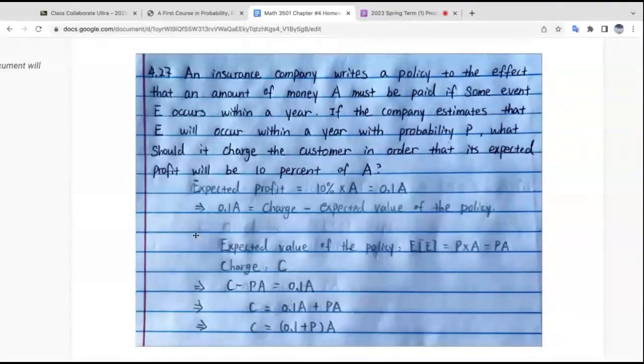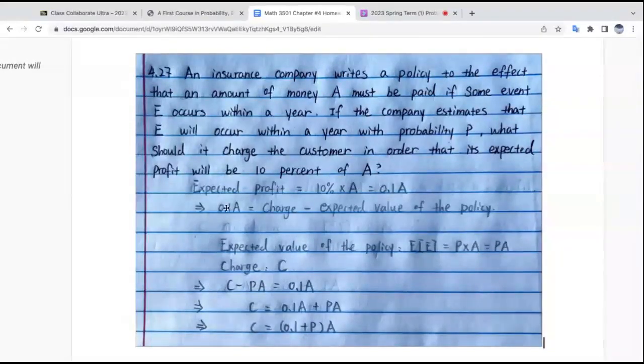So by the question, we know that the expected profit, which is 10% of A, is 0.1 A. And 0.1 A is equal to the charge minus the expected value of the policy. So we need to find the expected value of the policy first, then we can find the charge. By the question, A is the money paid for event E with probability P. So the expected value of the policy is P times A, equal to PA.